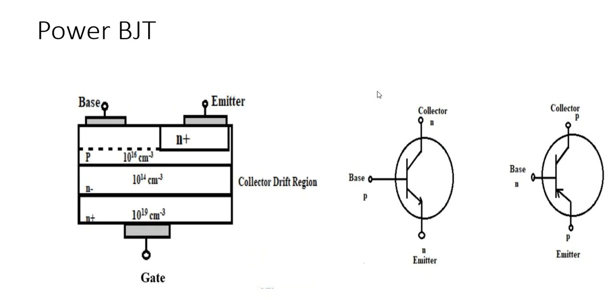Now, when we come to the explanation of power BJT, here you can see 1, 2, 3, 4 layers. As usual, emitter, base and collector are present. This one is written here as gate, but it is called the collector. This region is called the collector drift region. I will explain the reasons for this.